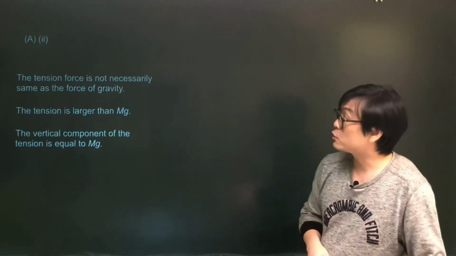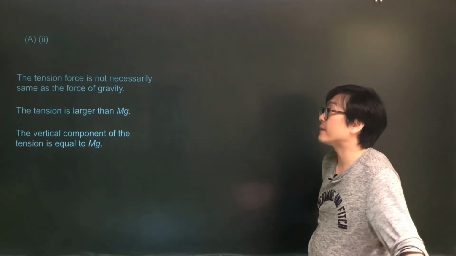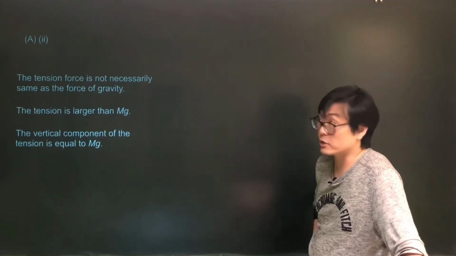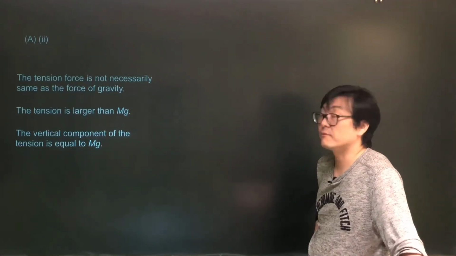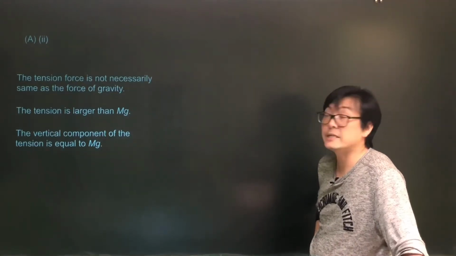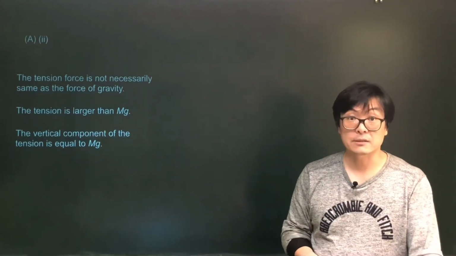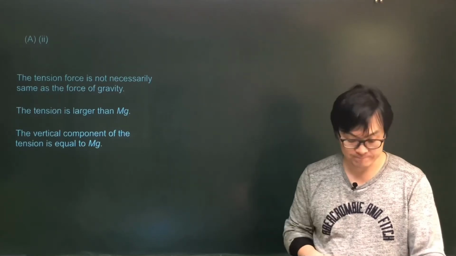How about student 2? Tension force is not necessarily the same as the force of gravity. So for this case, tension is larger than mg and the vertical component of the tension is equal to mg. You can explain these kinds of things for answer A2.